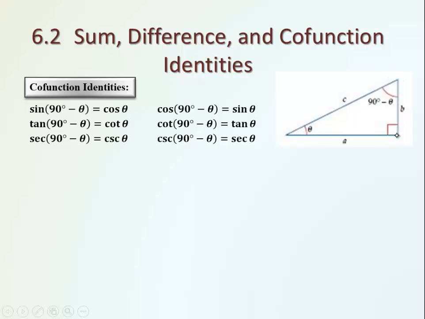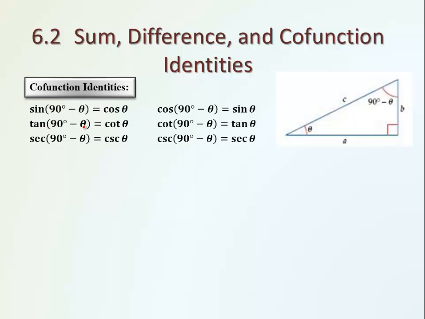If we look at this right angle triangle, and the original angle is called theta, then the complementary angle is the other acute angle, which is 90 minus theta. And as we noticed before, for example, cosine of theta is a over c, but a over c can be considered to be sine of 90 minus theta. So we have this first identity, and the other cofunctions will have exactly the same property.